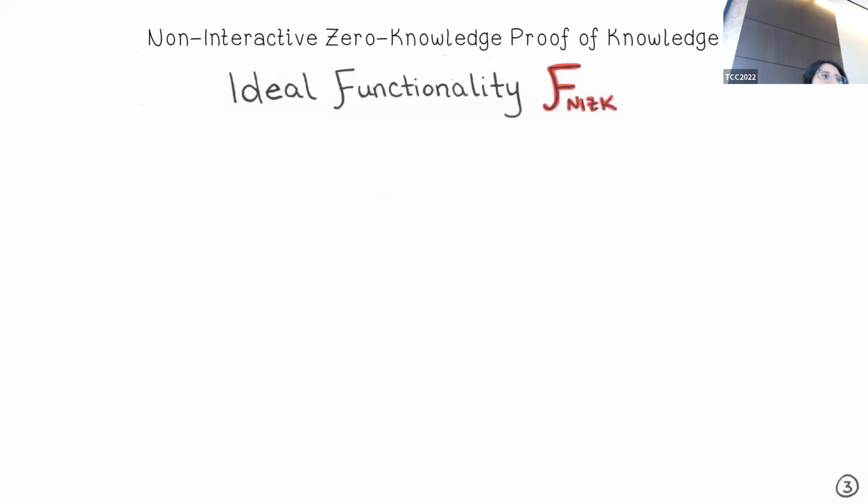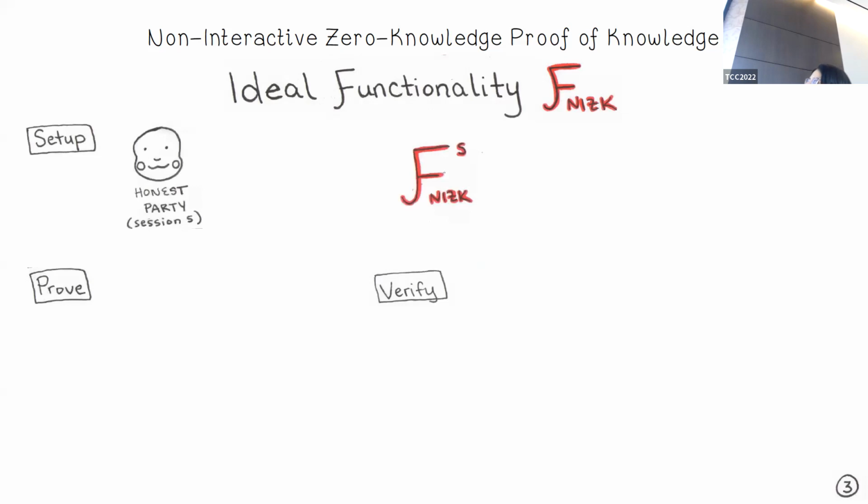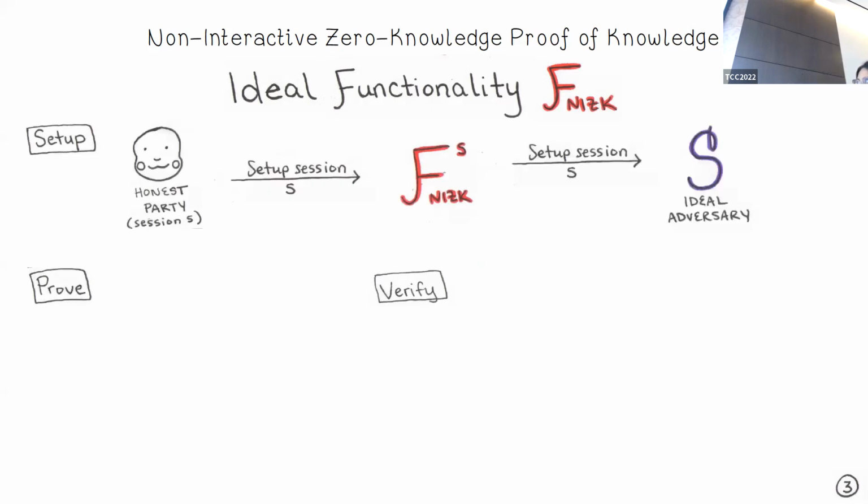So the implications of our work are plug and play NIZKs for any application that maintain efficiency in the ROM. I'll begin the technical details of the talk with the ideal functionality of these NIZKs. So in the UC model, the ideal functionality is the party responsible for forming the output of the honest parties, in our case, proofs and verifications of proofs. F_NIZK has three interfaces: setup, prove, and verify. In the setup phase, the honest party sends a setup request to the ideal functionality, who passes this request to the ideal adversary, which is the entity in charge of helping the ideal functionality form the output for the provers.